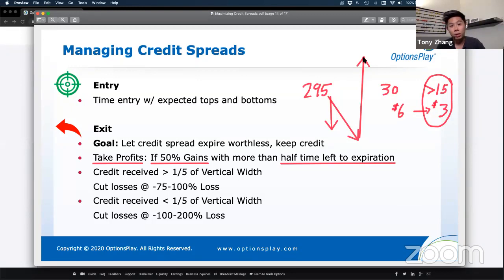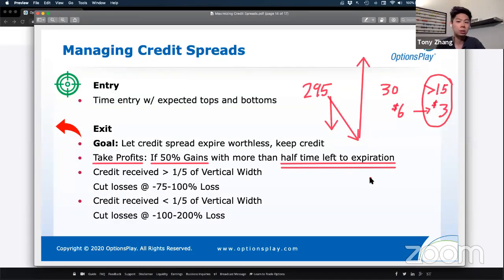Now, let's say you made $3 profit and there's still only 3 days left to go, then try to let it expire. This strategy is only for if you have at least half the time left to expiration. Does that make sense, everyone? Please type 9 into the chat window if that makes sense as to when you want to take profits early.